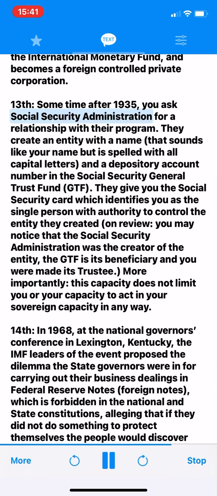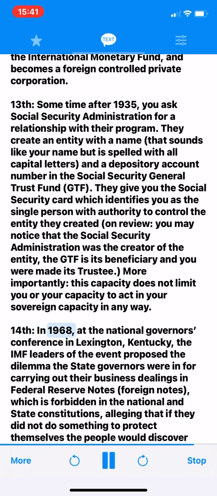13th. Sometime after 1935, you ask the Social Security Administration for a relationship with their program. They create an entity with a name that sounds like your name but is spelled with all capital letters, and a depository account number in the Social Security General Trust Fund (GTF). They give you the Social Security card, which identifies you as the single person with authority to control the entity they created. On review, you may notice that the Social Security Administration was the creator of the entity. The GTF is its beneficiary and you were made its trustee. More importantly, this capacity does not limit you or your capacity to act in your sovereign capacity in any way.